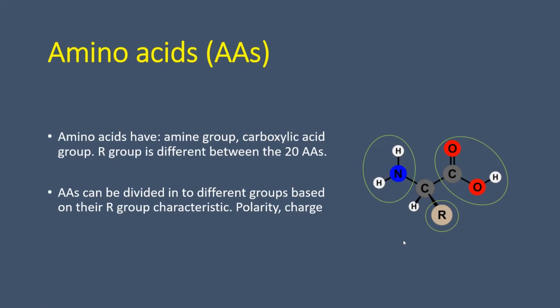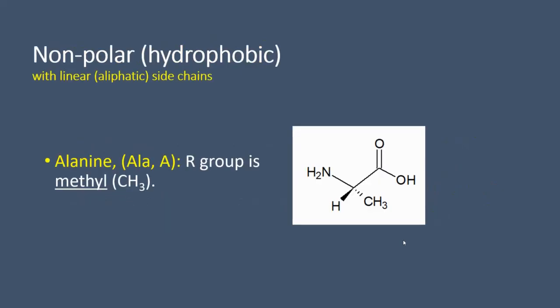Based on the identity of the R group, so based on the polarity and the charge on the R group, amino acids can be divided into different groups. So we are going to start from the non-polar or hydrophobic amino acids that have linear or aliphatic side chains. The first one in this group is alanine. I also included the 3-letter and the 1-letter code for each amino acid. So the side chain for alanine is a methyl group.